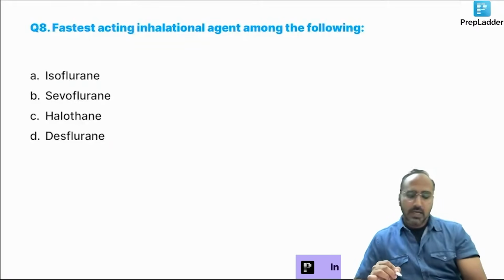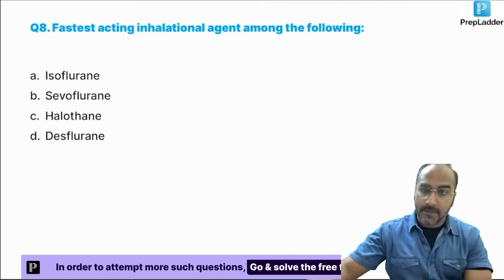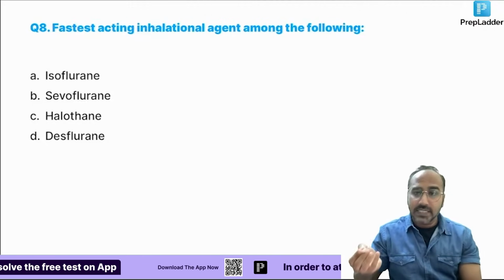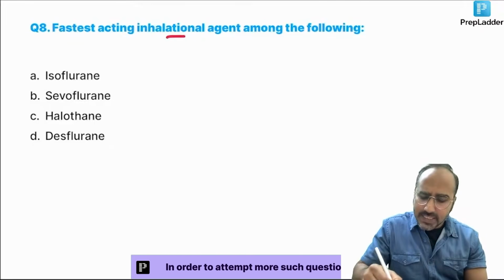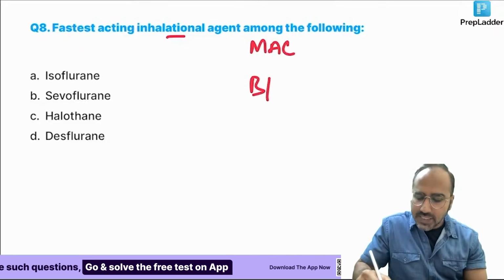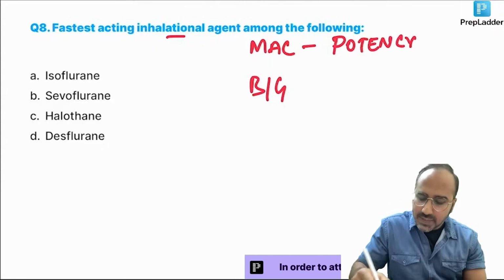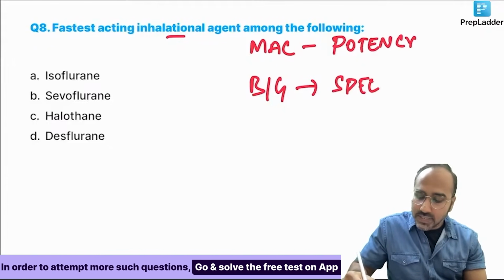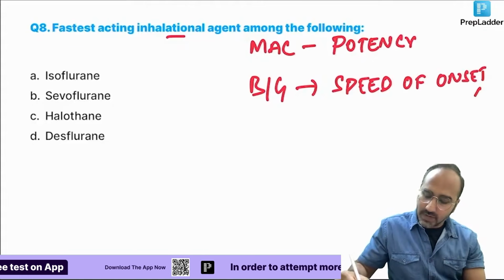Okay. Next, guys, which is the fastest acting inhalational agent among the following? Come on, guys, who determines what is fastest and who determines what is most potent inhalational agent? Remember, guys, in inhalational agents, there are two things. One is called MAC, the other is called blood gas coefficient. MAC indicates the potency of the inhalational agent, whereas blood gas partition coefficient indicates the speed of onset and recovery. Speed of onset and recovery.